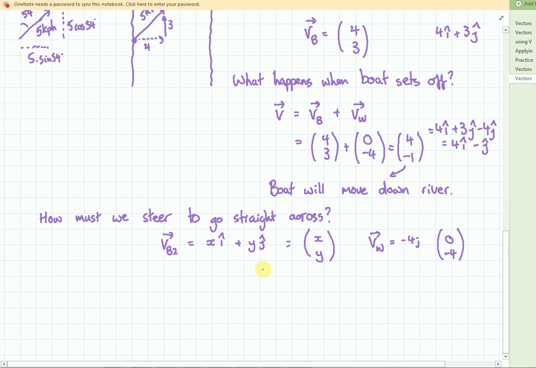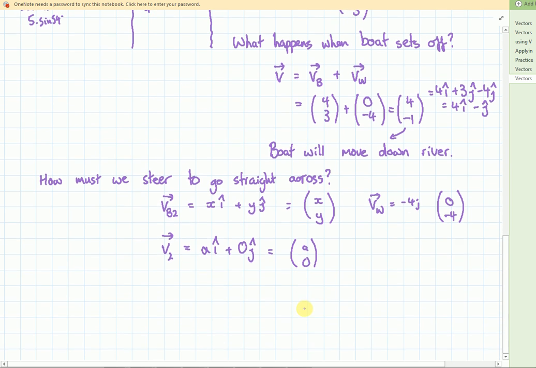And what we're actually trying to look for, to go straight across, is the second velocity, in the second case, to be in the form of some speed across, ai, but no j part. We want it to go straight across. That means it's not moving upriver or downriver. That's a 0j component, a vector a, 0. So we need to solve this problem, and hopefully we'll see the benefit of using column matrices now.